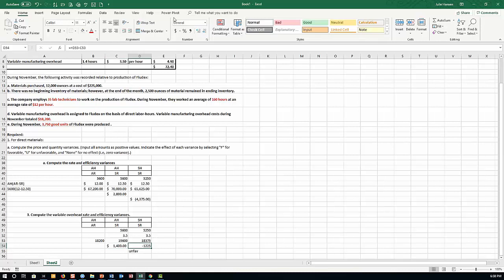But on the other hand, for the difference between, now I'm freezing the standard rate, so I'm no longer comparing a rate. Now I'm looking at the actual hours or the quantity, or in this case, the efficiency. Okay, and that's how I come up with an unfavorable variance there. Okay, I hope that helps.